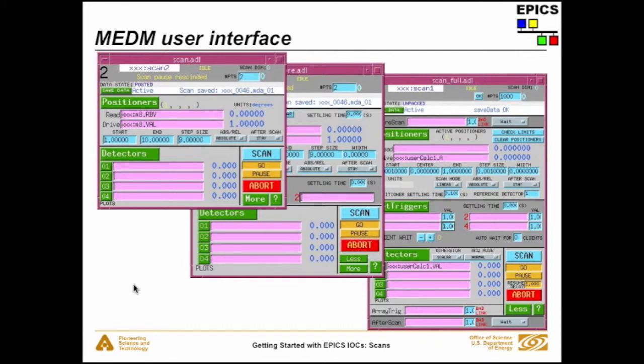All of the stuff in highway sign colors, the white on green, all of those things just bring up other MDM displays. So they're probably ignorable if you're just worried about executing the scan record. All of the things in pink are link fields. Those are RecDyn link fields. And all of the things in blue write to the crate or read from the crate.